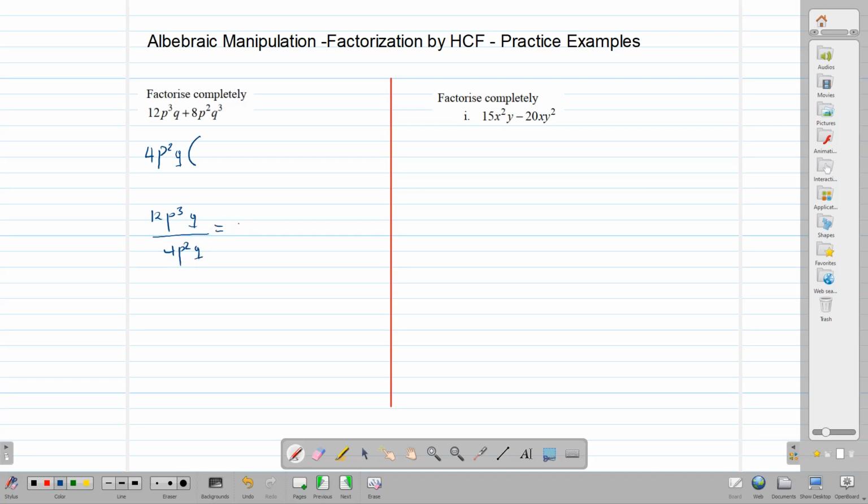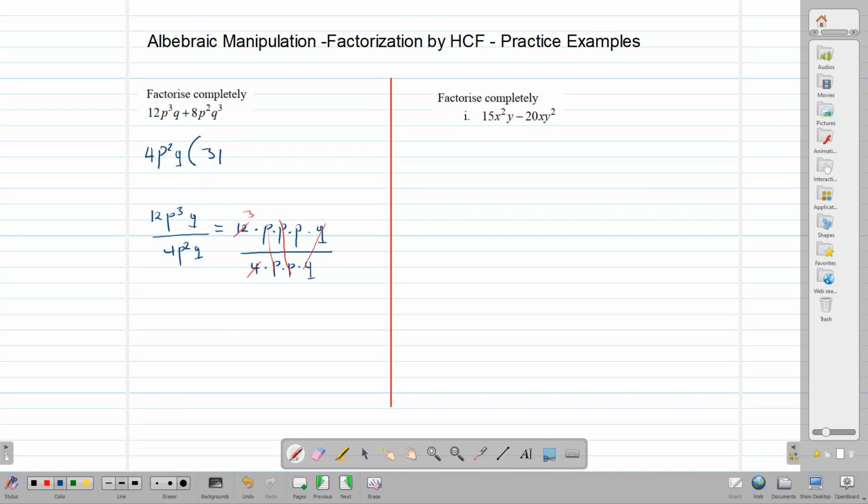If we write that out long, we're going to have 12 times, let me use the dot so that we don't confuse it, 12 times p times p times p. This is what p cubed means, p times p times p, times q. All of that over 4 times p times p times q. Now let's do some cancellations. 4 can divide 12 three times. That p cancels that p, this one cancels this one, and this q cancels that q. So what we're left with is 3p.